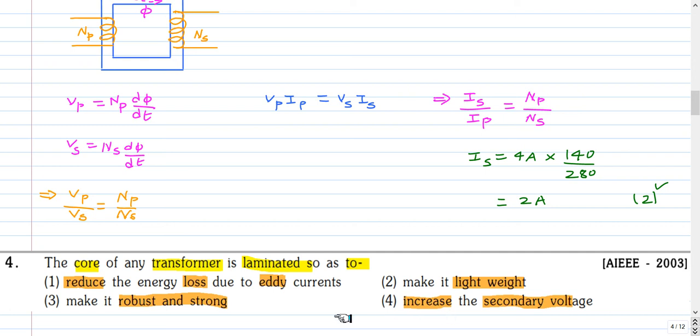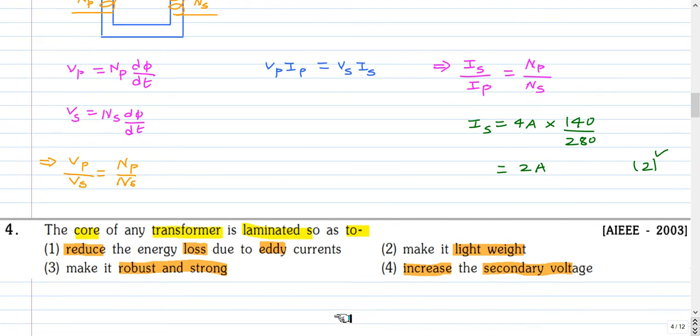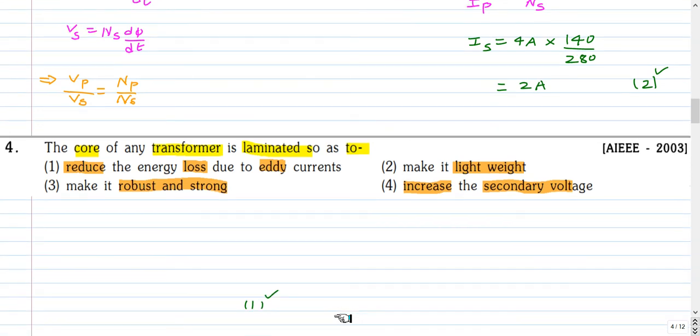When the core of a transformer is laminated, the amount of eddy current flowing is reduced, so the eddy losses are reduced. So the purpose of laminating the transformer core is to reduce the loss due to eddy currents. The correct option is option 1.